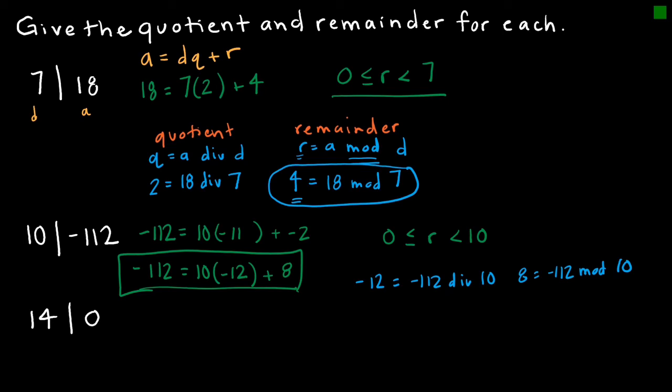And then our last one. This one's just a little bit different because, of course, we are dealing with a 0. So essentially we're saying that 0 is equal to 14 times some number plus some number. Now this one actually is a little bit easier than before, so really we're just saying 14 times 0 plus 0. So my quotient is 0, and my remainder is 0, and again I can write it as the quotient of 0 is equal to 0 divided by 14, and that the remainder of 0 equals 0 mod 14.